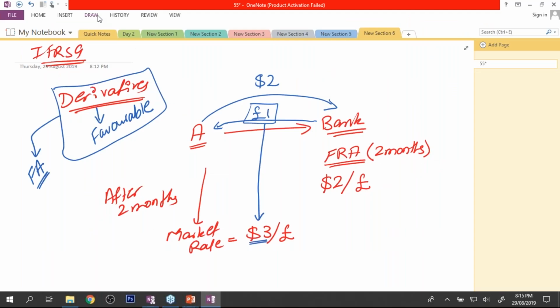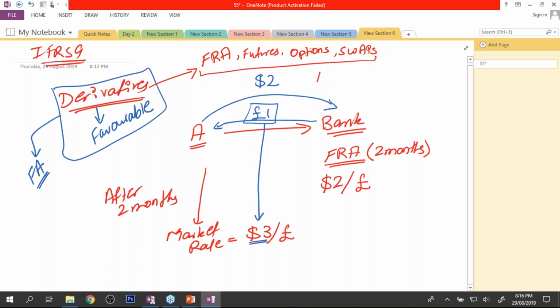And normally what type of derivatives do we have? We have in total 4 types of derivatives. A forward rate agreement is a derivative. Futures are a derivative. Options are a derivative and swaps are a derivative. This is something which you would have studied earlier in your paper financial management, which was previously known as the F9.